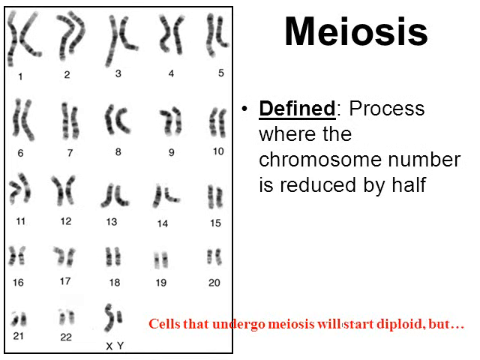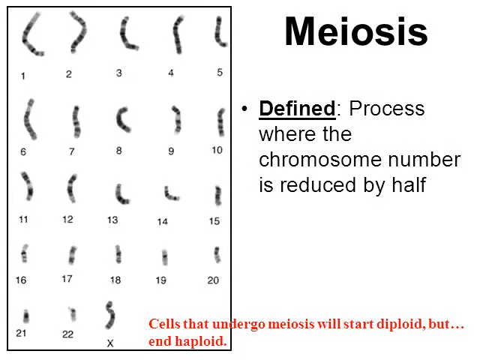So cells that undergo meiosis are going to start diploid. A human cell that undergoes meiosis will start with 46 chromosomes. However, when meiosis is finished, read the definition, it's the process where the chromosome number is reduced by half. Watch how the picture changes. When meiosis is finished, the cell will end haploid. There's only going to be 1 chromosome number 1 and 1 chromosome 9 and 1 chromosome 12. In humans, a cell that undergoes meiosis will start with 46 chromosomes but will end with 23. Meiosis makes haploid cells.